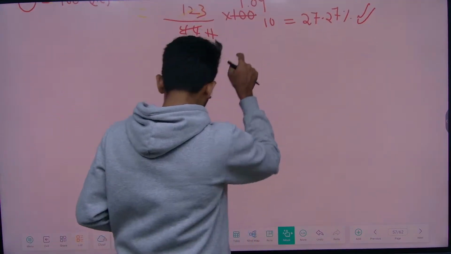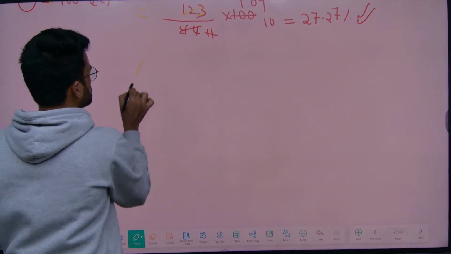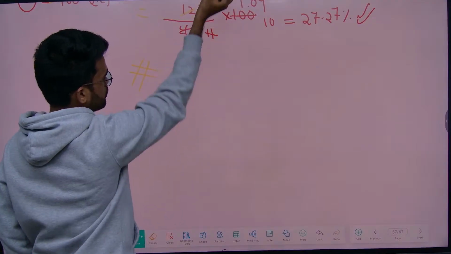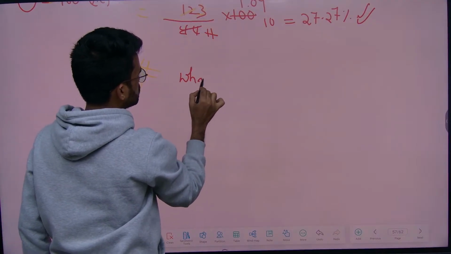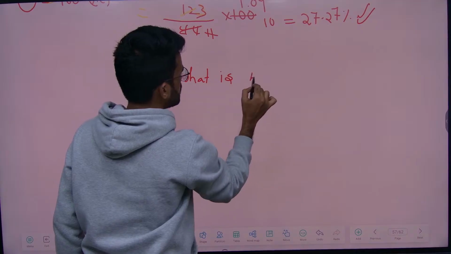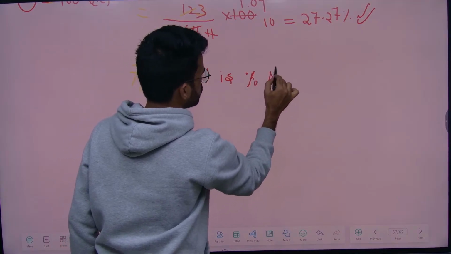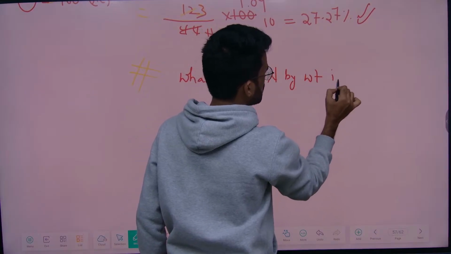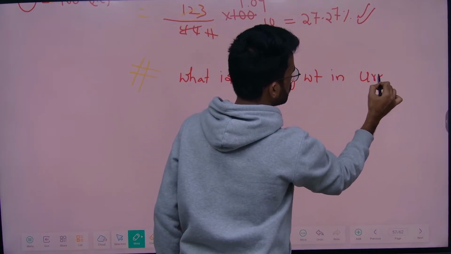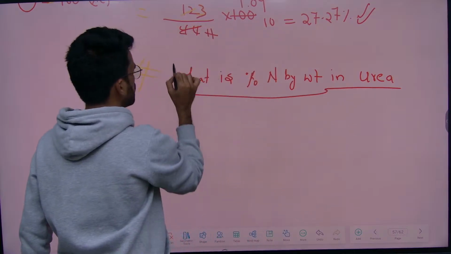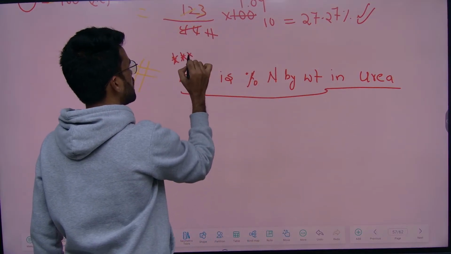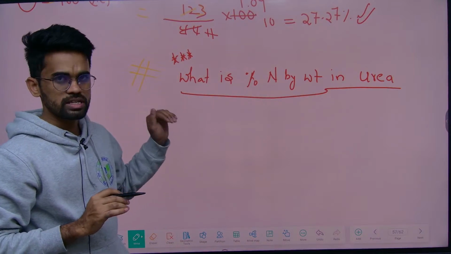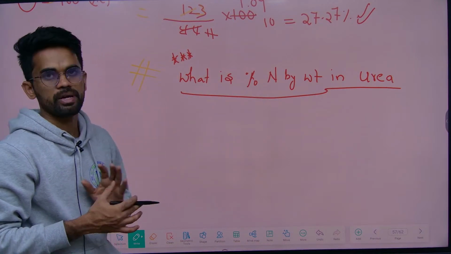Okay, now one important question, this is also asked in NEET PYQs. So the question will be like this: what is the percentage of nitrogen by weight in urea? So please do this. This is already asked in the previous exam, that's why I am mentioning. Okay, so take this as a question, as a homework, and mention your answer in the comment box.